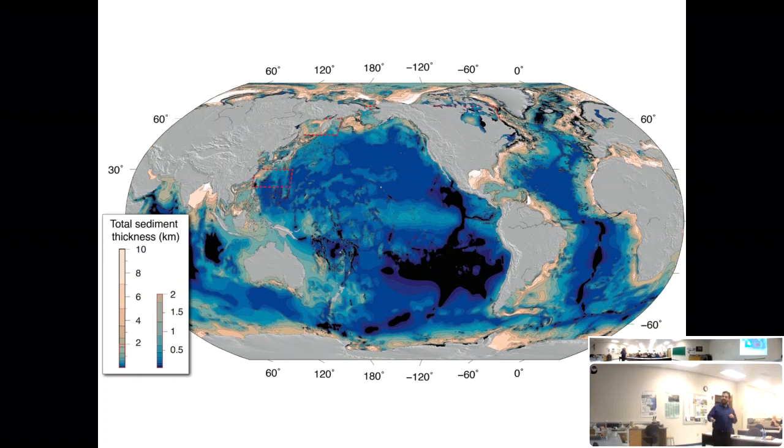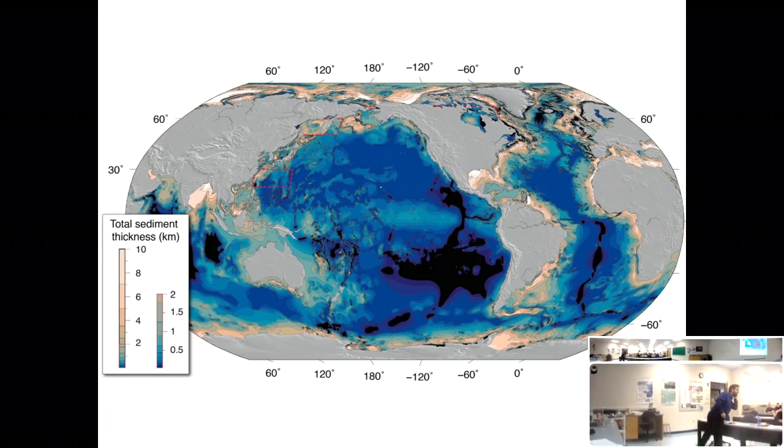Now, I want you to take a look. Do you see where the black areas are? Does anybody recognize what's at those black areas? Look right here in the middle of the Atlantic. And right here, what's that? Does anybody remember what's right there? Yeah, the volcanoes, which are the Mid-Atlantic Ridge. Right here is the East Pacific Rise.